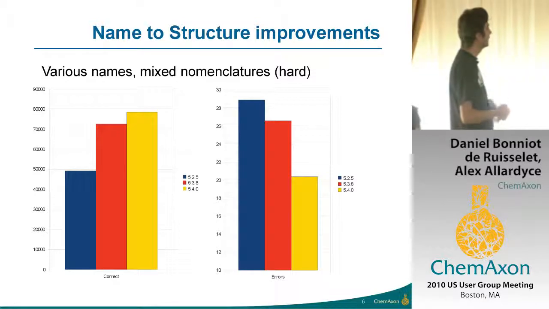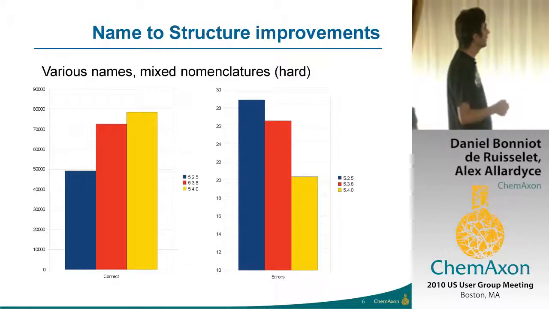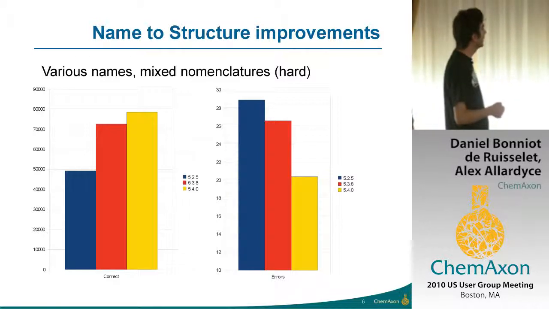And you can see that in these kinds of names, already during the year, even with the latest version, we have quite a big increase. This is 50,000 in this data set, and we could convert more than 70,000. 5.4 can convert 80, so it's still an improvement. But more interestingly, the errors change a lot. This is going from 27 to 25, and in 5.4, a big drop to 15.